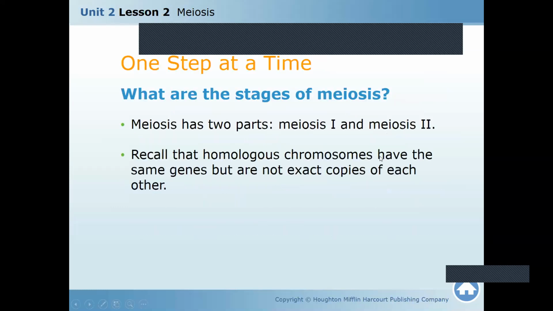What are the stages of meiosis? Meiosis has two parts, meiosis I and meiosis II. Recall that homologous chromosomes have the same genes but are not exact copies of each other.